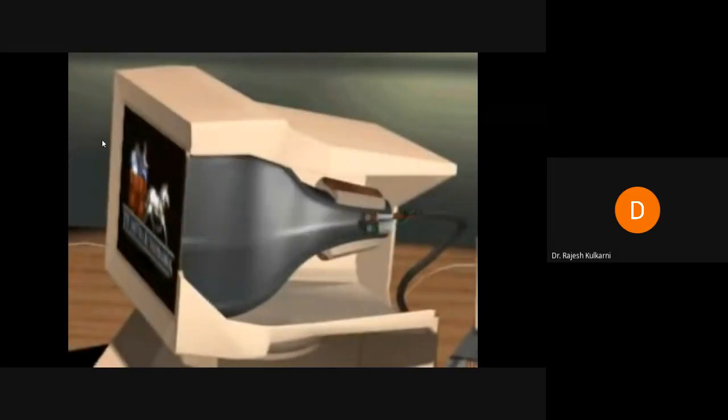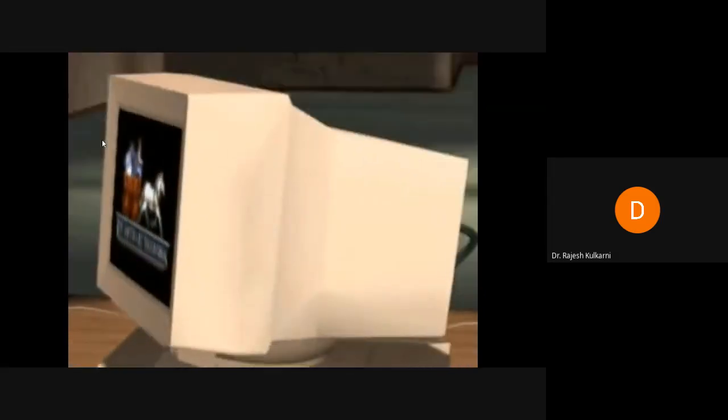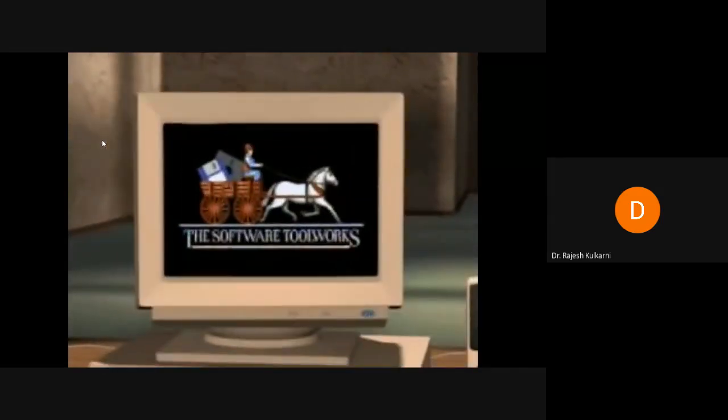The beams sweep across the entire screen 60 times per second. It happens so quickly that you're unaware of the firing process. Instead, your screen appears to be a steady continuous image, just as it does now.